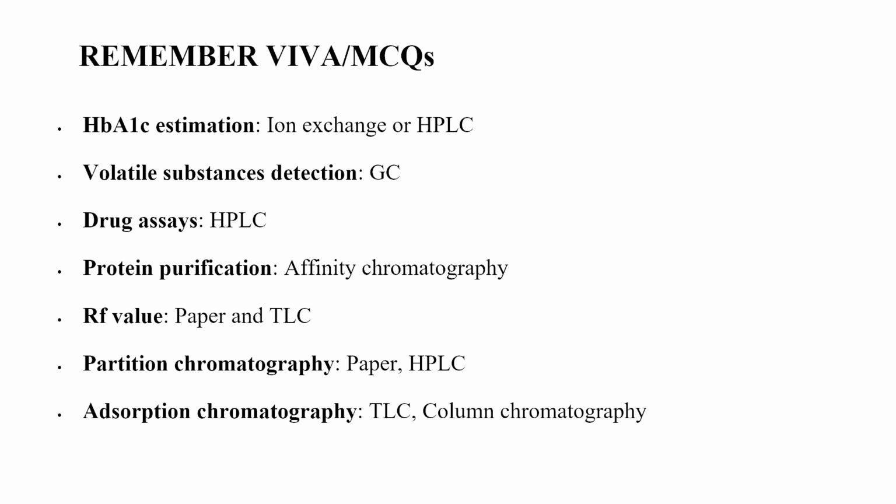Points to remember are that HbA1c estimation is usually done by ion exchange HPLC. Volatile substances detection is usually done by gas chromatography. Drug assays are usually performed on HPLC. Protein purification is mostly done by affinity chromatography.